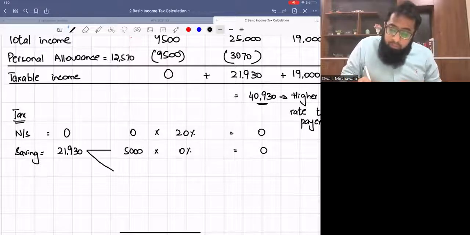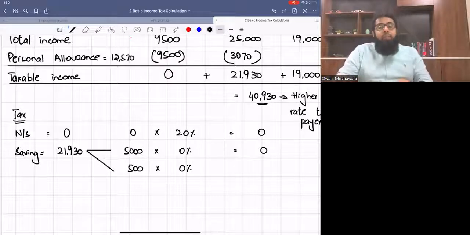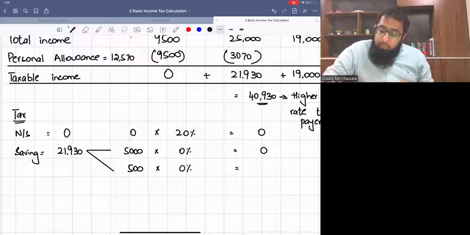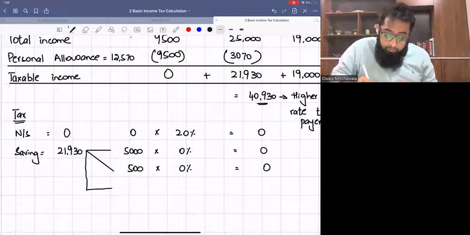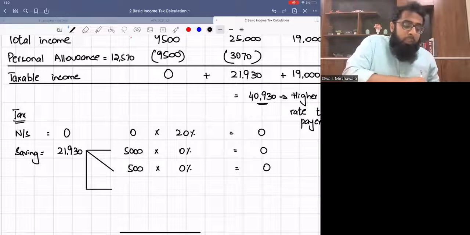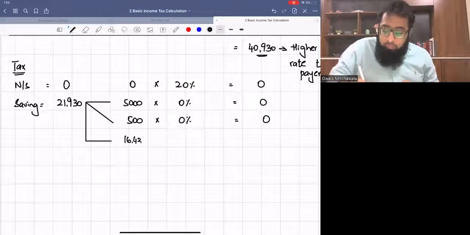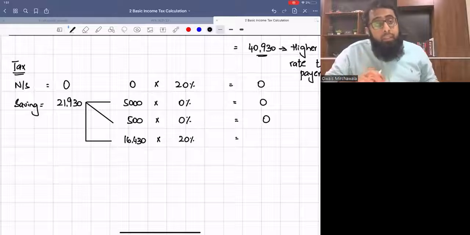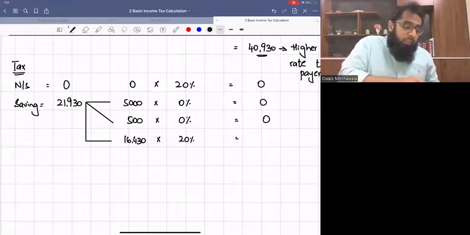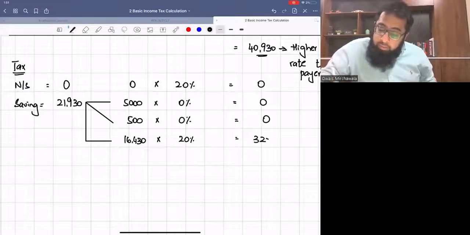Now the normal 0% band will apply in the normal manner. Since we are higher rate taxpayers, 500 will go at 0%. And the remaining saving income is 21930 minus 5,000 minus 500, so it's 16430. Since we are in the basic rate band, it goes at 20%. The basic rate band goes till 37,700. So 20% will be 3286.